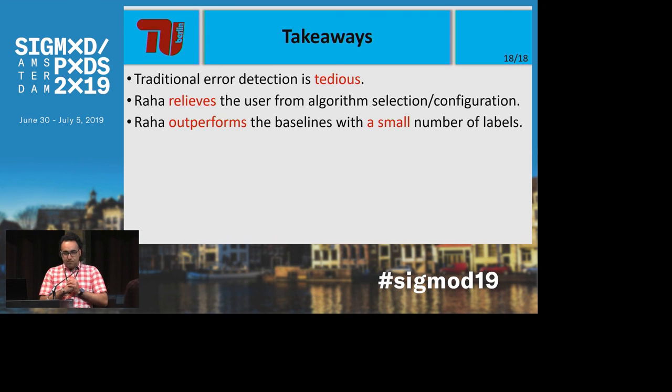Traditional error detection is hard, so we want to avoid those kinds of algorithms because we have to provide rules, parameters, and a lot of training data for them. Raha relieves the user from the tedious task of configuring algorithms, and also Raha needs a very small number of training data. With only around 20 labeled tuples, Raha can outperform any other baselines that we had in our experiments.